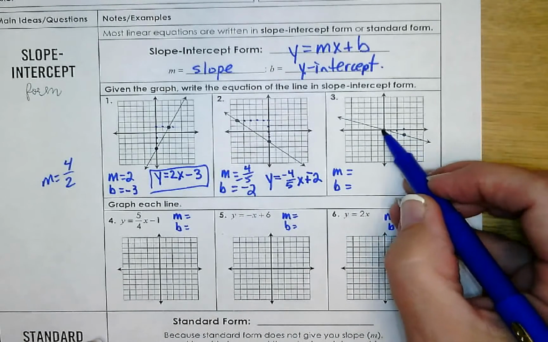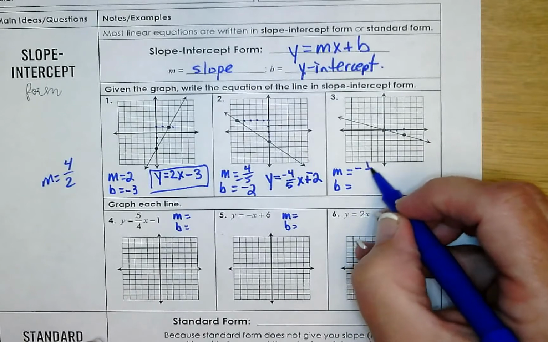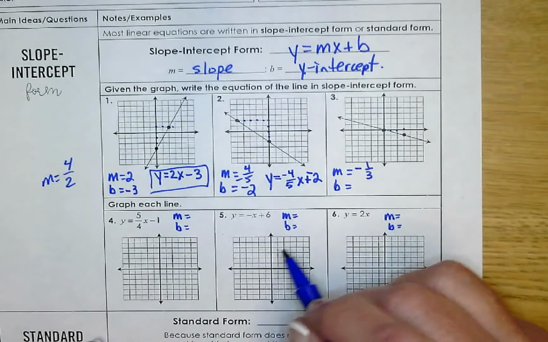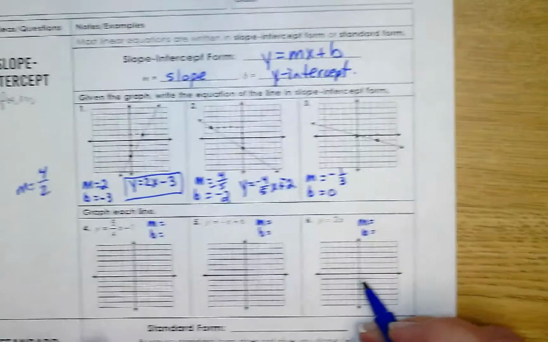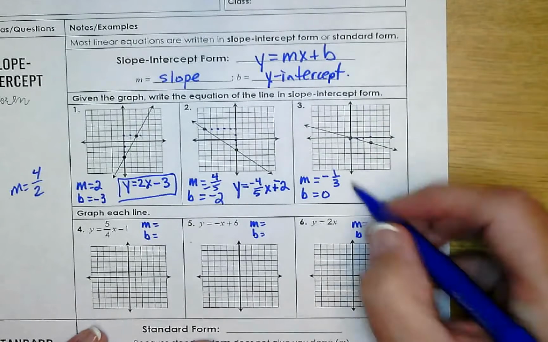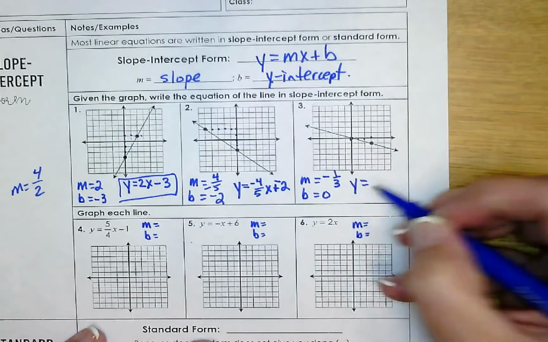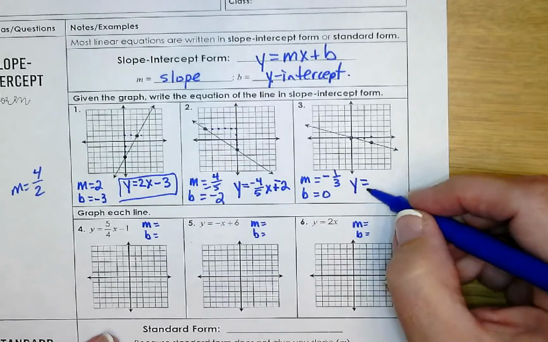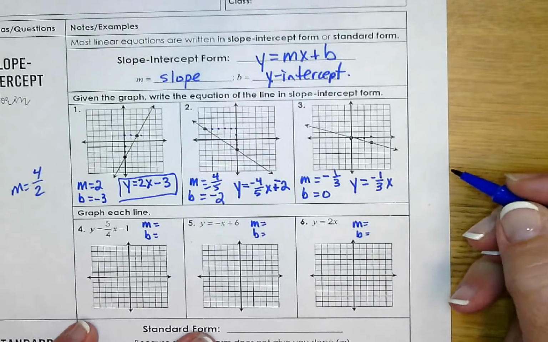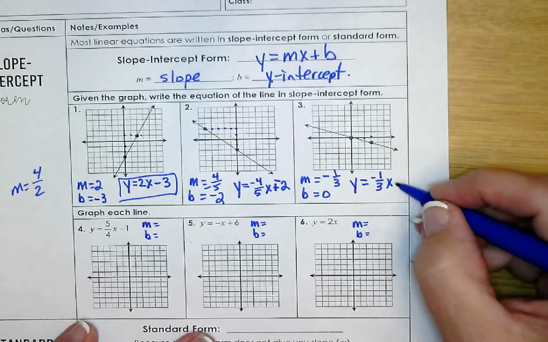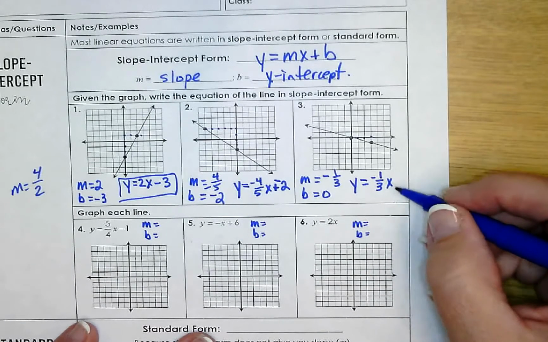For this one, m is going to be +1, 1, 2, 3, -3. So -1/3. The y-intercept is here at 0. It's where it crosses the y-axis. So my equation is going to be y equals -1/3 x, and I could leave it just like that, or I could put a +0. Okay, this is probably the best way.